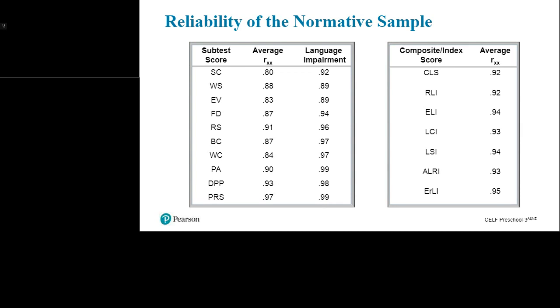Reliability of the normative sample, again, lots of information. I like to give you as much information as possible. Won't go through it in detail, but essentially good reliability. Some higher reliability coefficients than others, but generally we've got good reliability. The initial evidence suggests that the CELF P3 is equally reliable for measuring children's language skills, whether the children come from the general population or are children who have in fact been diagnosed with a language difficulty.